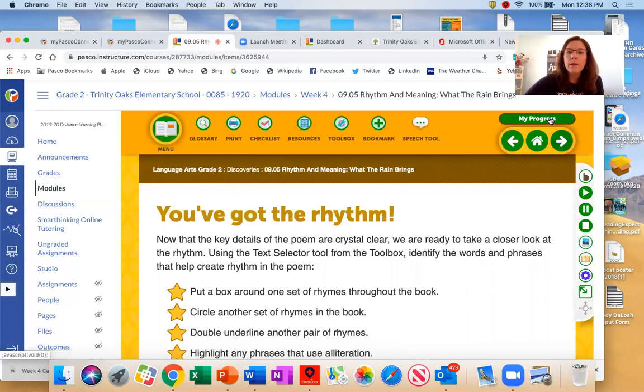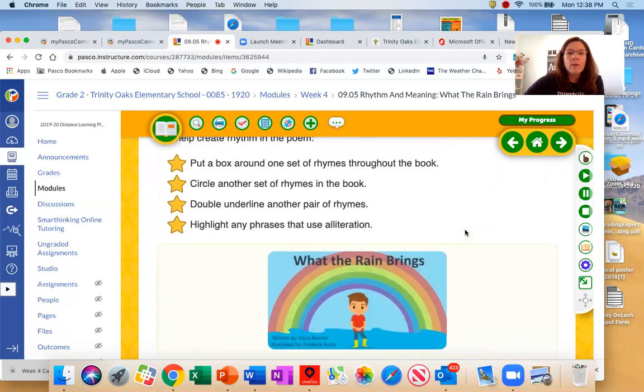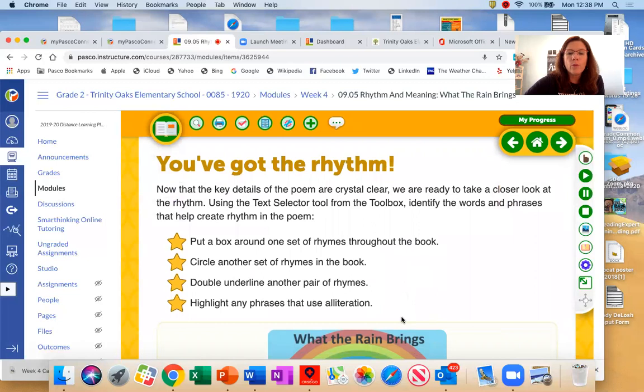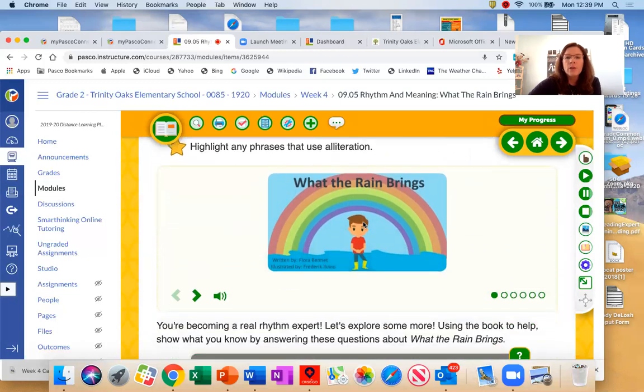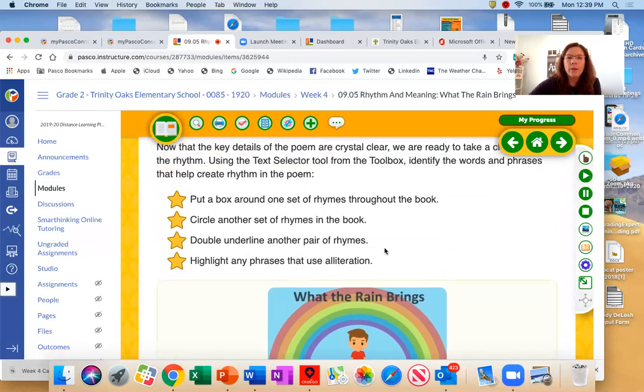You've got rhythm, and let's see, what page are we on? Let's look at our My Progress. It's kind of taking it slow here. But it wants you to go through this What the Rain Brings poem. Look at the key details and it wants you to put a box around the rhymes, circle the other set of rhymes. So it's actually wanting you to do some activities. So here's those buttons again. Go back through that poem and do what the directions tell you right up here.